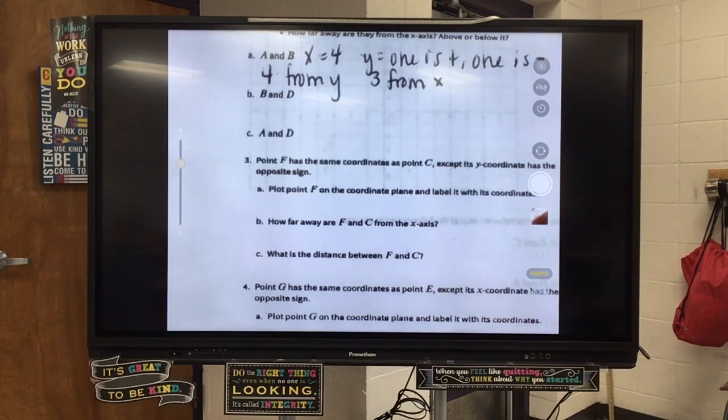So then what do we use there? Because technically we're going from 0 to 3, 0 to negative 3, but we're not going to say you go negative 3 down. We say you go 3 down. So what is that called? Absolute value. All right, so now let's look at points B and D.